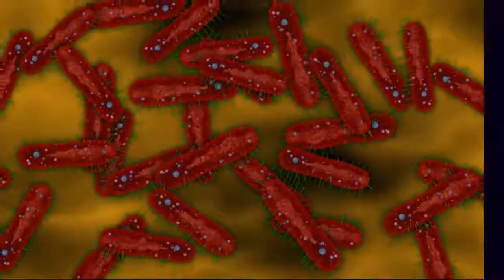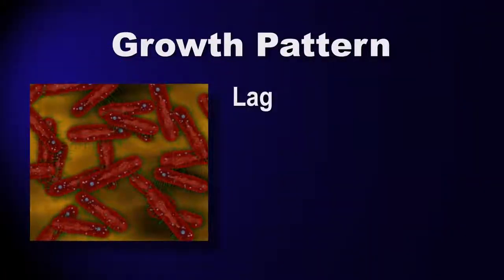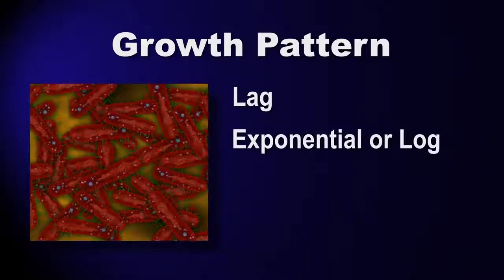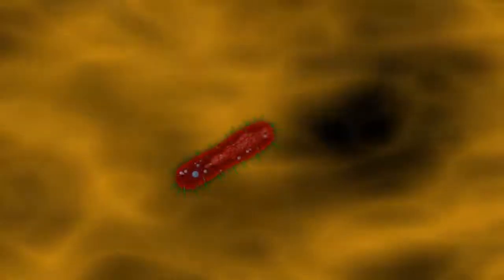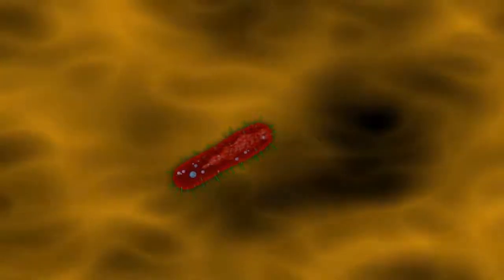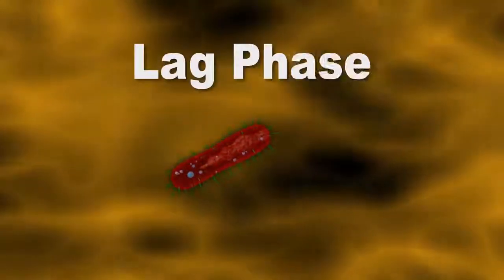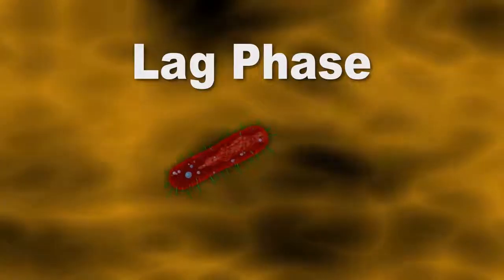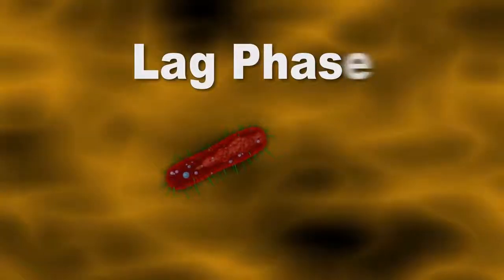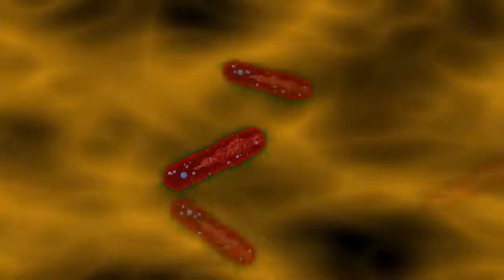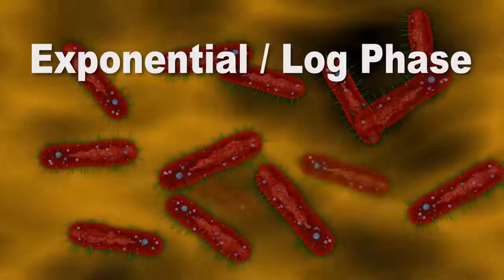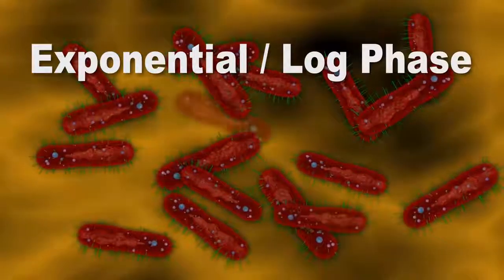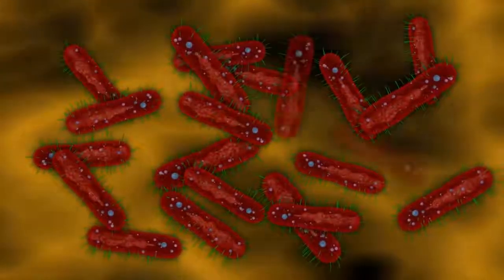The growth pattern has 4 phases: lag, exponential or log, stationary, and death. When a cell is first introduced to fresh media, it has to adapt to its new environment. This creates a lull or lag in the growth timeline. After the organism adapts, the batch takes off. The cells begin dividing at a constant rate, an exponential or logarithmic or log increase, doubling, then doubling again, and on and on.